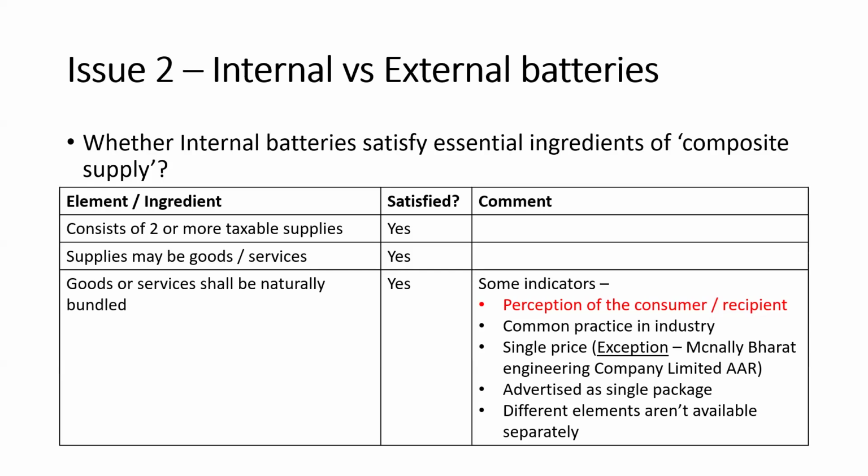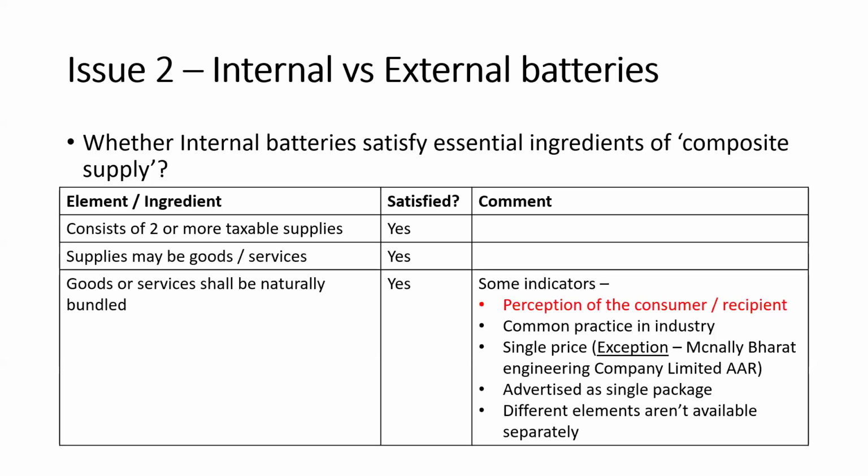Second is common practice in industry, wherein it is naturally sold together, usually at a single price charged in total. The breakup is not generally given other than in the invoice, but still it is generally seen put together. However, a single price is not a mandatory condition for a composite supply. Even if the items are charged separately, still it can be a composite supply. It is advertised as a single package. Different elements are not available separately. General common practice.